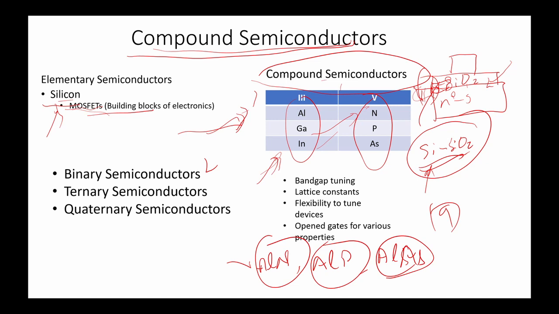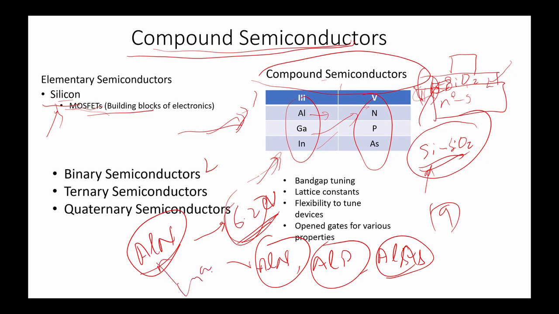So why do we need such compound semiconductors? Aluminum nitride is a very wide band gap semiconductor, around 6.2 electron volt. If we replace the aluminum with gallium, gallium nitride is around 3.2 or 3.4 electron volt. I don't remember that correctly, but as we go down in the periodic table, aluminum, gallium, indium, the band gap will reduce.